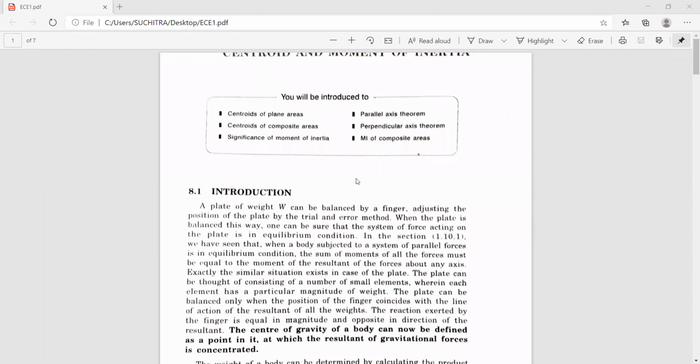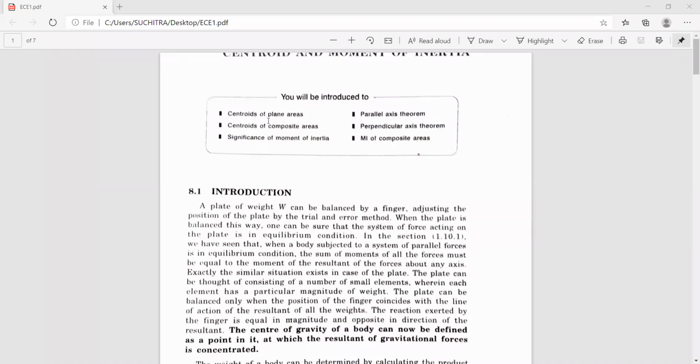Now, what do you mean by centroid and the center of gravity? Center of gravity is a point through which the resultant of all the weights is concentrated. Whereas centroid is the geometric center of the plane areas.